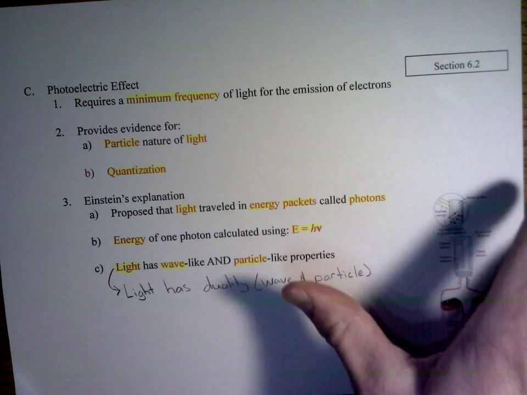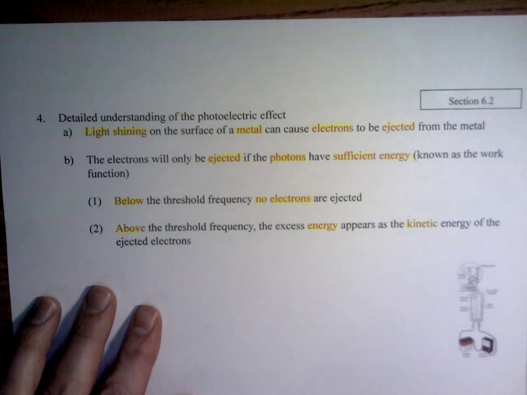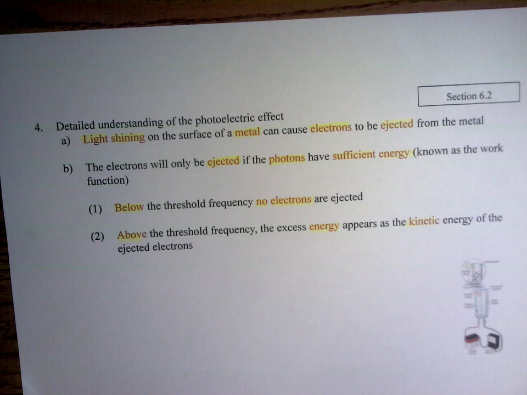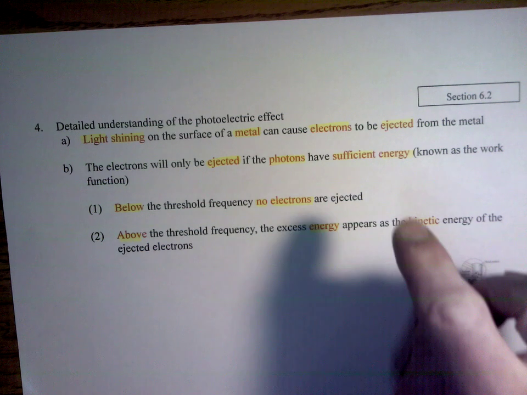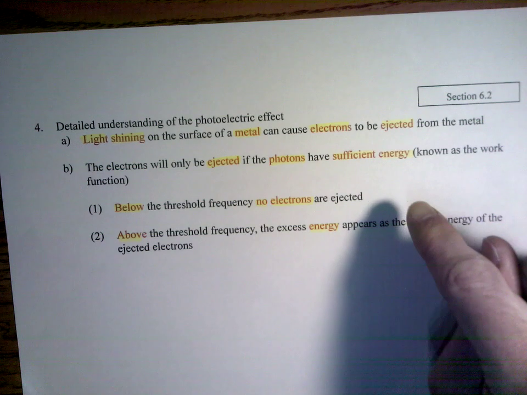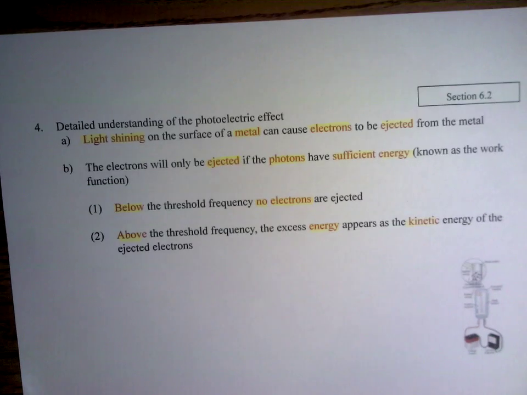and particle in nature. Now we get to the detailed understanding of the photoelectric effect. Again, light shining on this metal surface will cause electrons to be ejected only if it has sufficient energy. Okay, so what that means is that this needed a high enough frequency. And so that's what it's talking about, above and below this particular threshold.